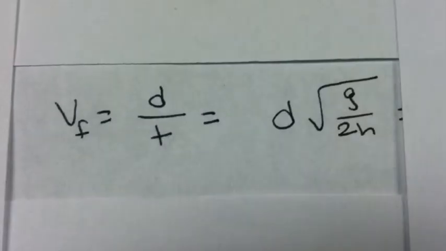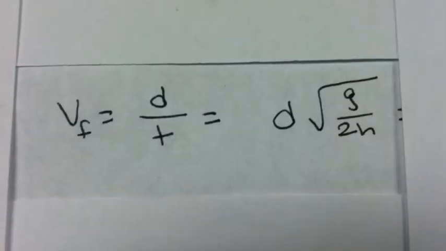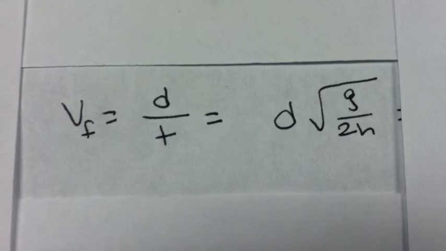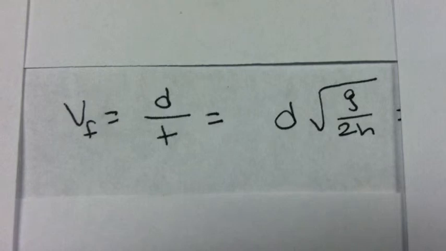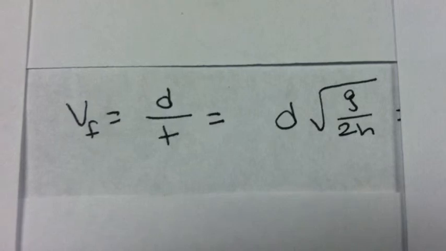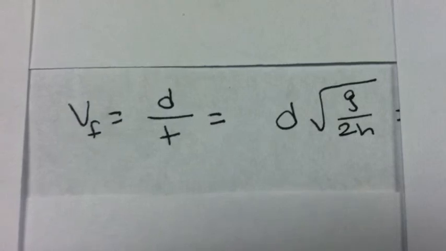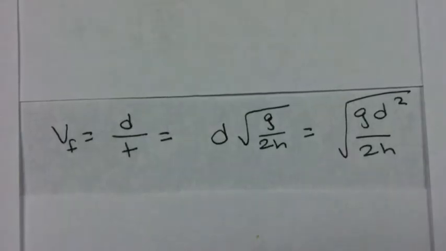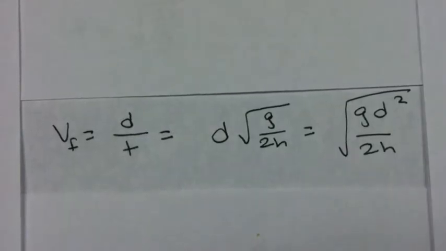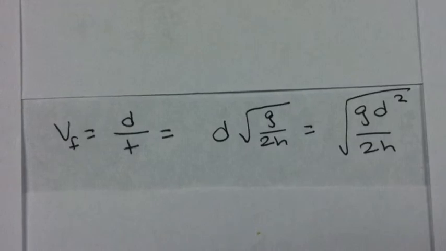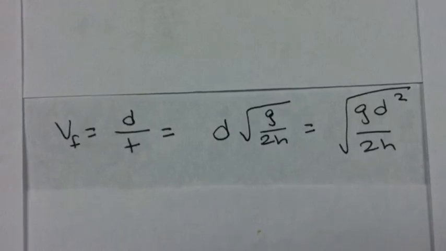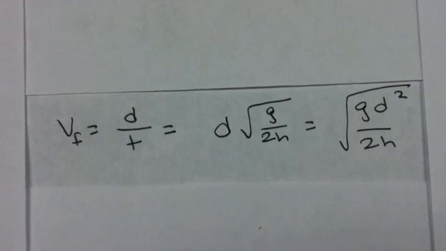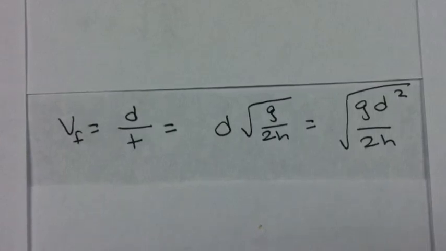Now that you have gotten velocity final equals distance divided by time, if you substitute for time, you will get distance times the square root of g divided by 2h. Once you get d times the square root of g divided by 2h, you can simplify the equation by putting d inside the square root, making it the square root of g times d squared divided by 2h.